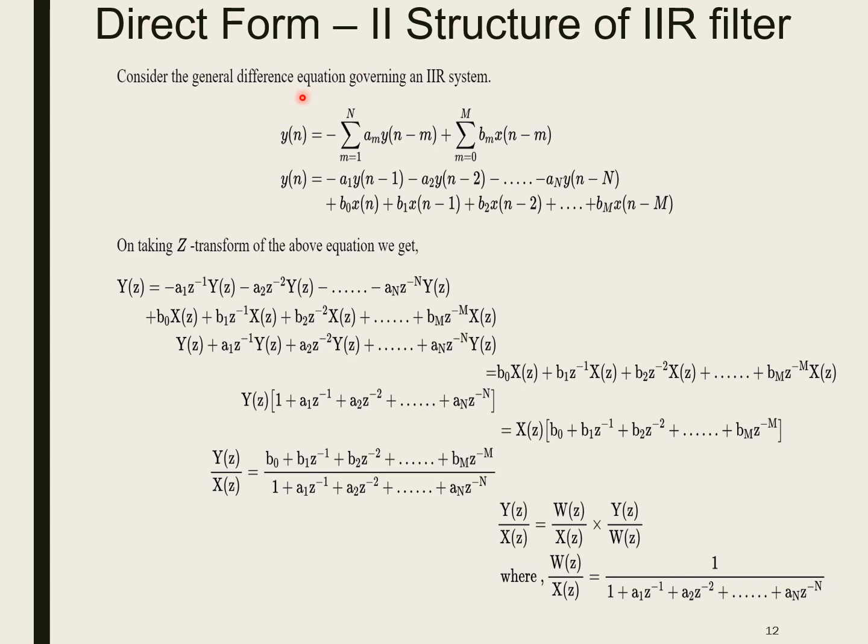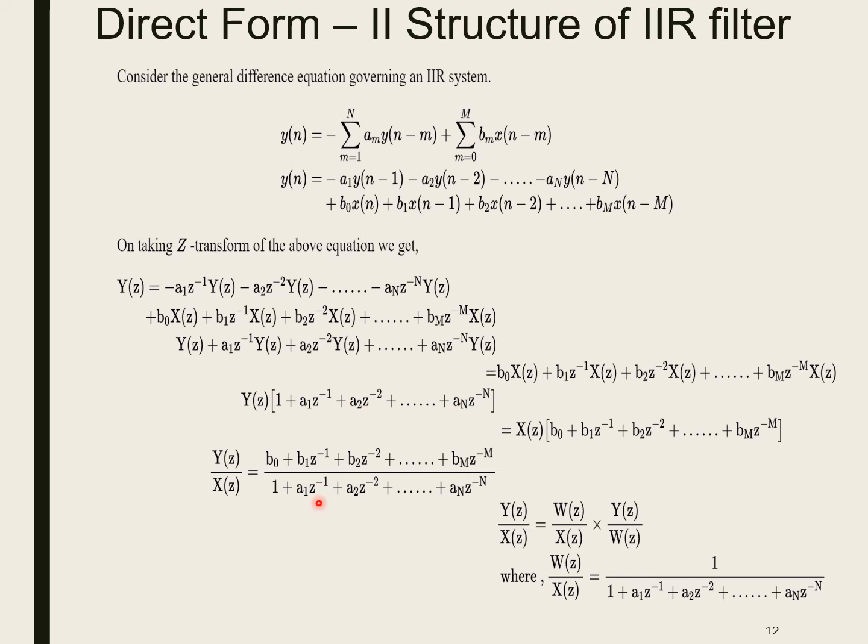Let us look into the general difference equation governing an IIR system. So this is actually the general equation. When I am expanding this equation, I get these terms. It is expanded according to a summation of m equal to 1 to n and m equal to 0 to m. Okay, so while taking z transform for the above equation, we get a sequence like this. You know to take a z transform, right? So now finally, obtaining y of z divided by x of z, you get an equation like this, which we already know, which is a transfer function h of z, right?